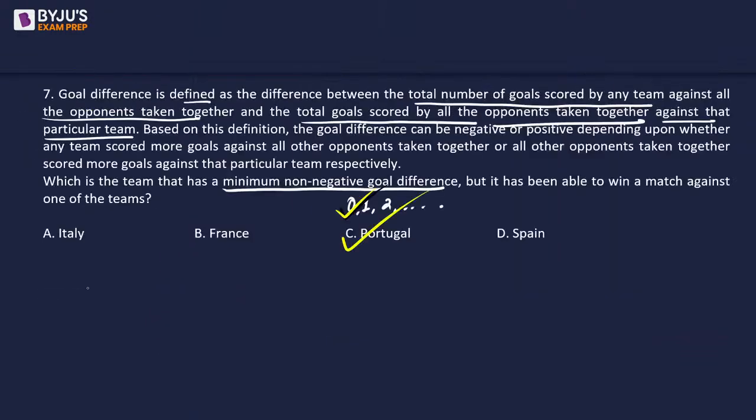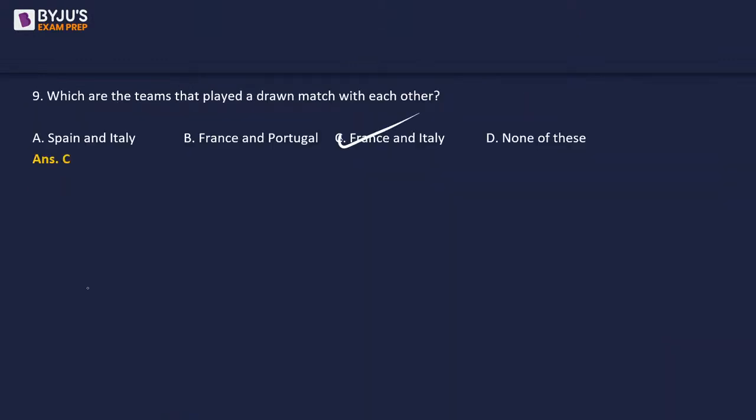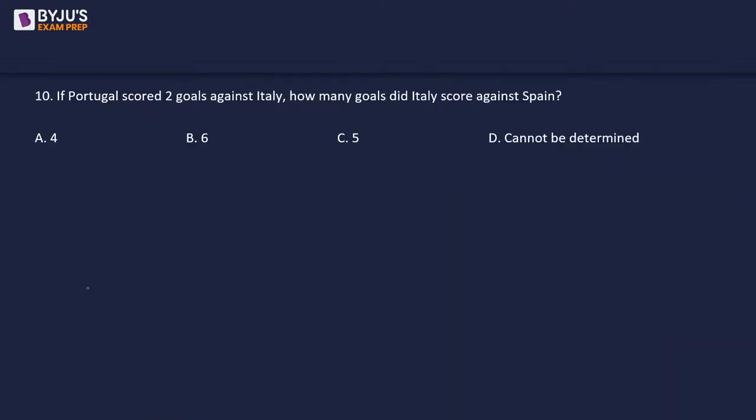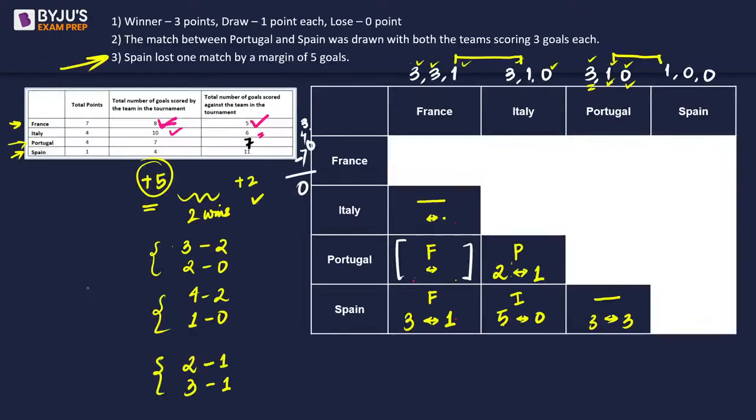Hold on, let's see what the question is. Question is, if Portugal scored 2 goals against Italy, how many goals did Italy score against Spain? ठीक है. So we don't know about this 5-0. फ्रांस का हमें ये नहीं पता, इसको भी अभी हटा देते हैं. ठीक है. There's so much to erase and redo.